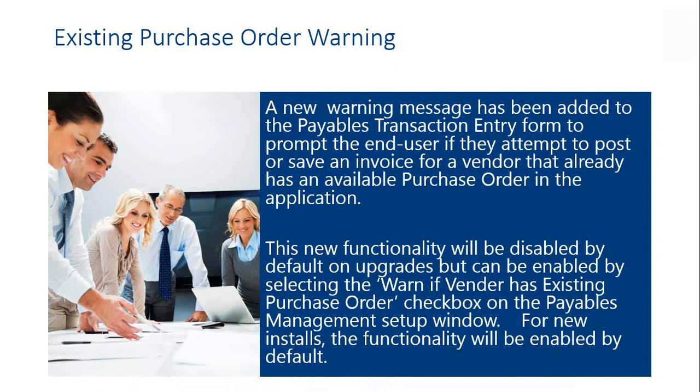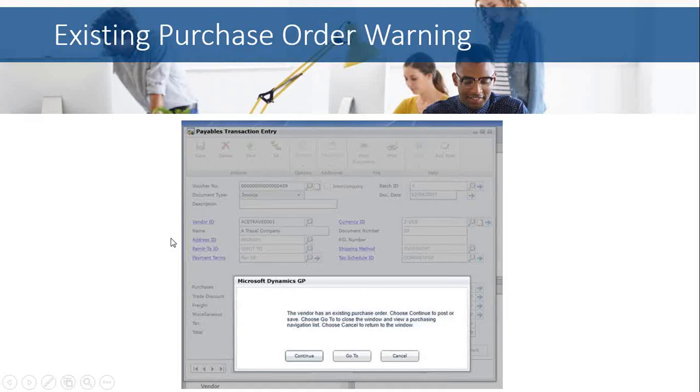you'll actually get a warning message that'll look something like this that says the vendor has an existing purchase order. Choose continue to post or save. Choose go to close the window and do a purchasing navigation list. So this can actually take you directly into the purchase order module to do that matching functionality. Because I know sometimes this can get confusing, because there are transactions that are PO related and others that are not.